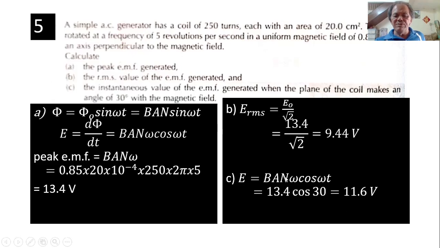Put in your value. VAN is your 9. This one 13.4 and cos 30 11.6. It should be theta, not omega t. Omega t anyway is equal to theta, the angle turned through in time t.